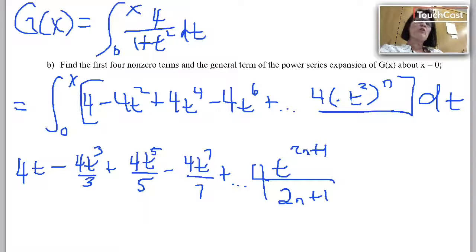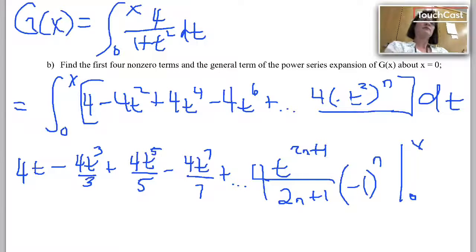The first term was positive, the second term was negative, the third term was positive, the fourth term was negative. So I want all the odd terms to be positive. I want all the even terms to be negative. So let's see what we got here. It's negative 1 to the n. I'm going to need to evaluate that from 0 to x because those are the limits on the original integral.